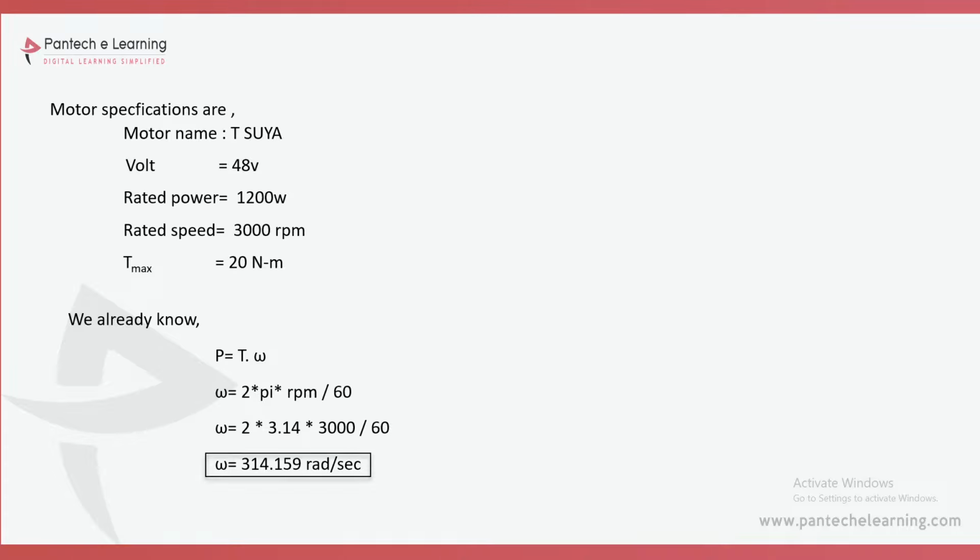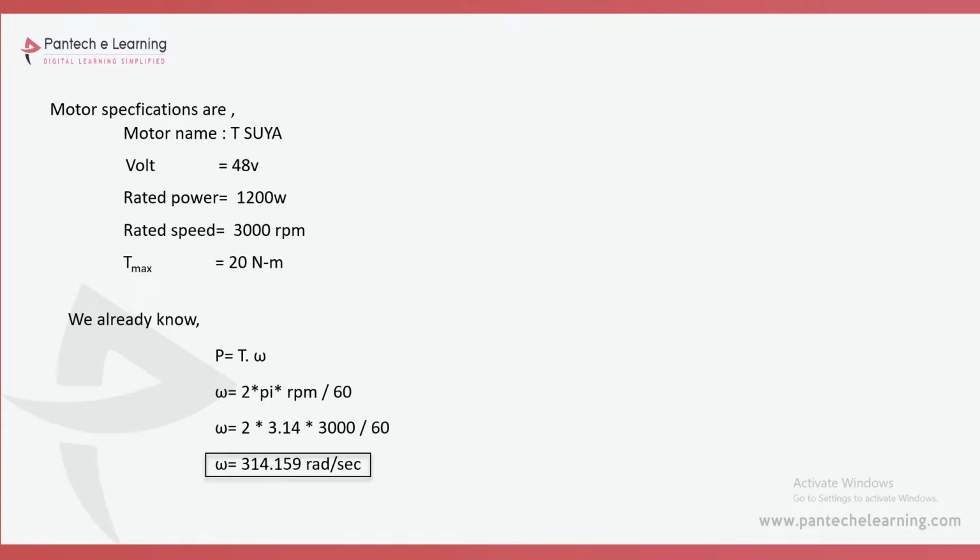Okay, so we already know power equals torque into omega. Omega equals 2 into pi into rpm by 60. So 2 into pi value 3.14, rpm value 3000, divided by 60, we can get the omega. From RPM we find how many radians per second the motor can generate. That way we can substitute.